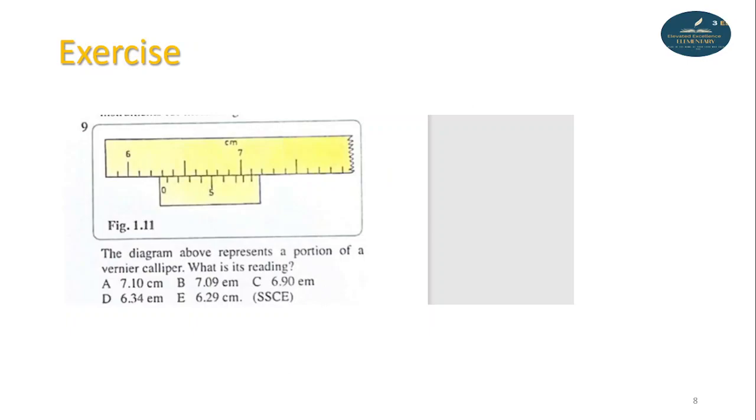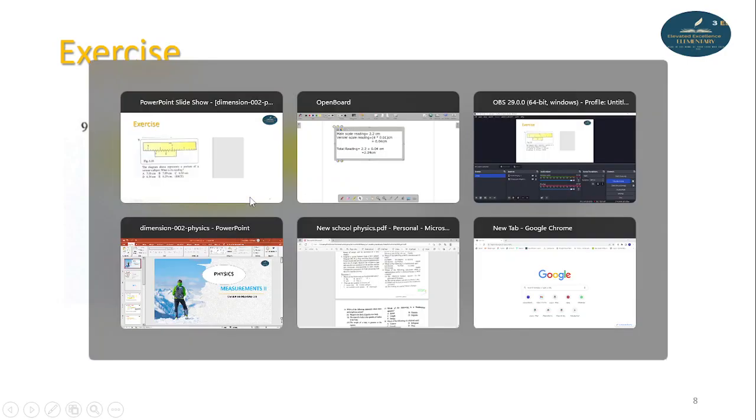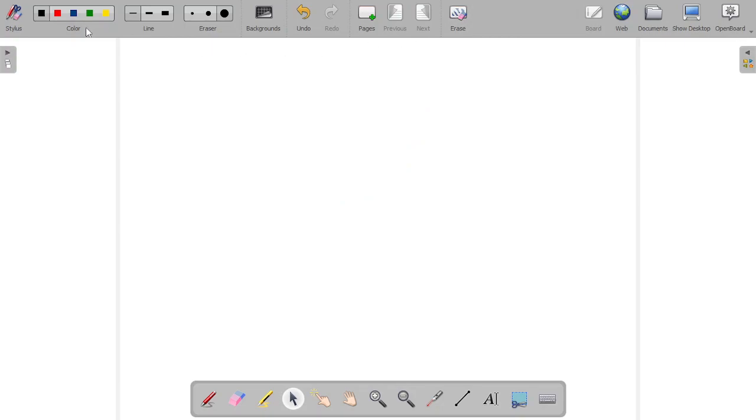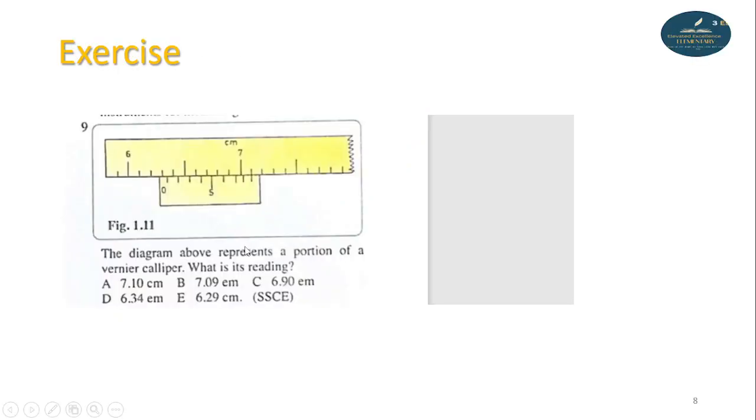So the diagram above represents a portion of the vernier caliper. How do we do that? So let's get the main scale reading first. I think I can erase this. So the main scale reading, how do you do that? So this is the point we are going to be reading because this is where the vernier scale starts.